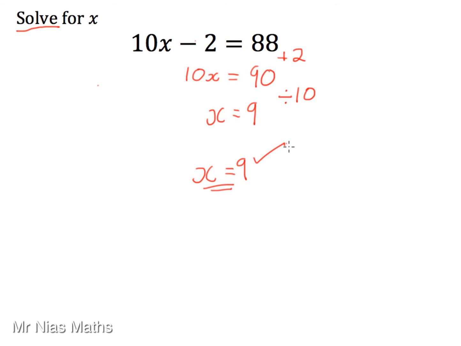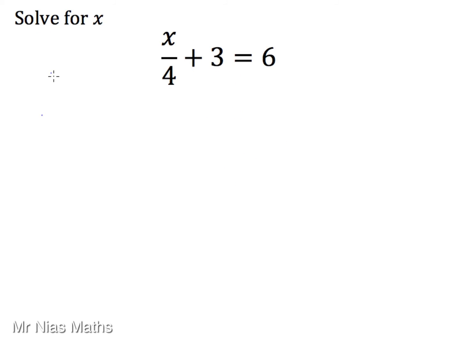Okay, one last example that looks slightly different to the others. So my last example definitely looks slightly different to the others, but it's the same principle. Again, we're solving for x, so my answer will be x equals something. Well, once again, the first thing to look at really is this number that's on its own. It's not attached to an x, it's just a positive 3. And I want to get rid of that, so I'm left with x over 4.